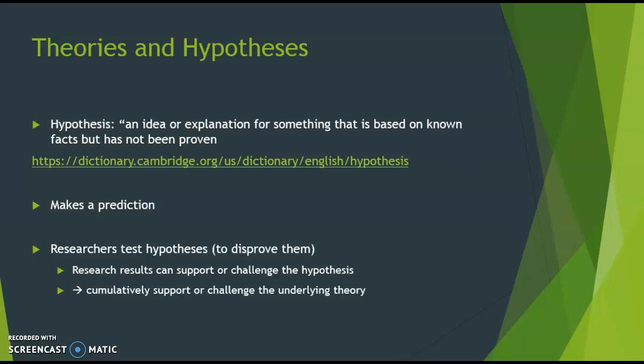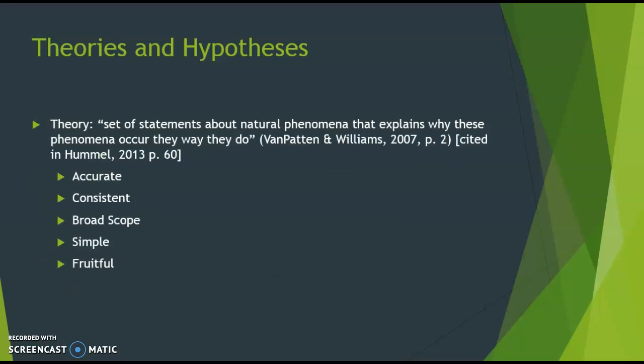And all together, with lots of results of lots of different hypotheses, it might support or challenge the whole underlying theory. So a theory can be defined as a set of statements about natural phenomena that explains why these occur. They should be accurate, consistent, have a broad scope, but yet simple. So we want it to cover lots, accurately and consistently describing the whole phenomenon, but we don't want it to have lots of exceptions, like these are strong verbs, these are weak verbs, and so different things are happening. And we want it to be fruitful.